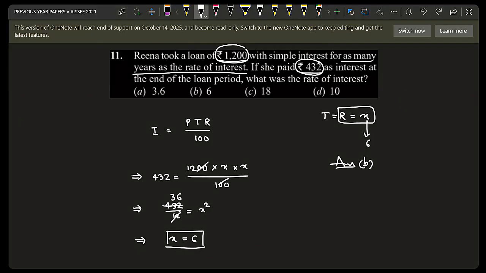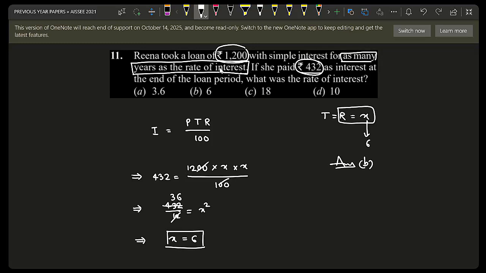Vihan, Sir, what's your doubt? Can you explain again the question? First, she took a loan of 1200 rupees, right? Yes, sir. And at the end of the time period, how much interest did she pay? 432 rupees. Yes, sir. They gave a clue, that is, as many years as the rate of interest.